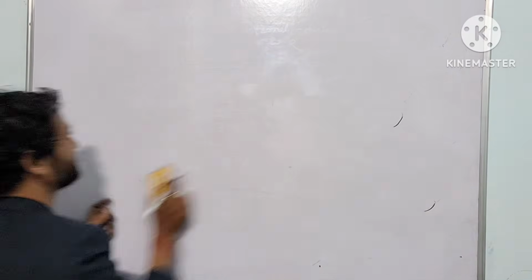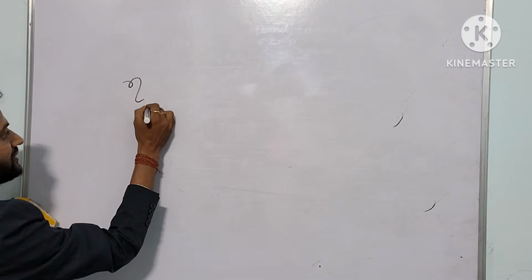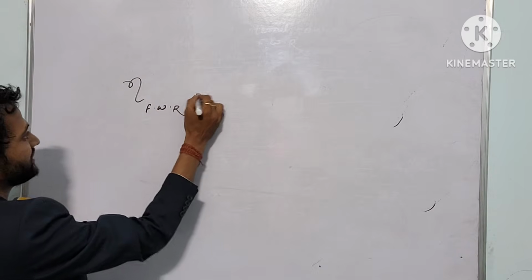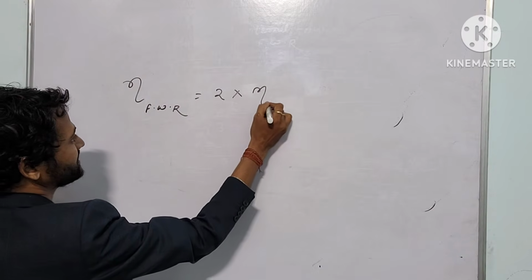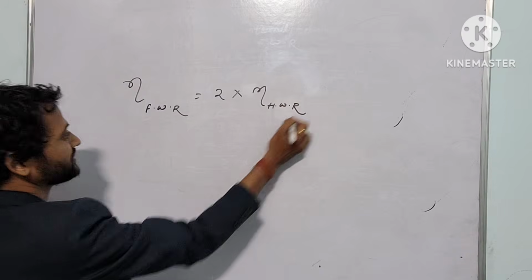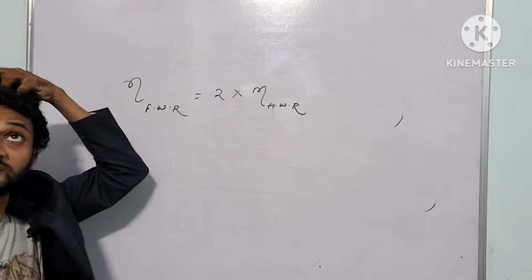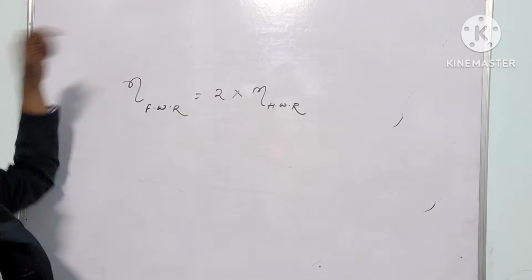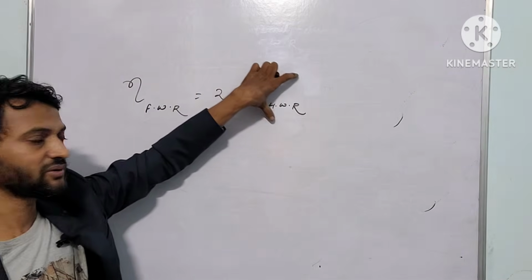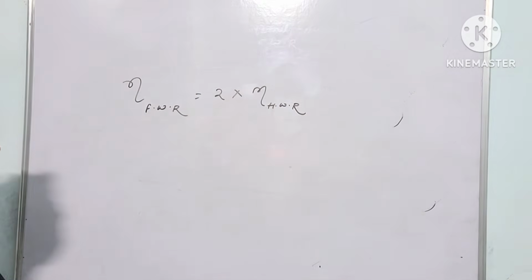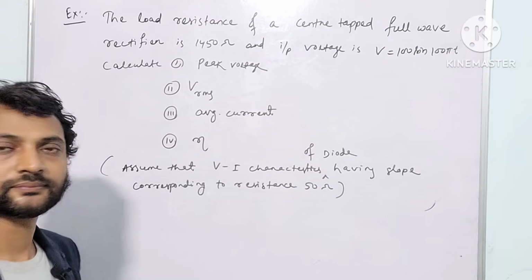So the efficiency, what you conclude from here, the efficiency of full wave rectifier is twice the efficiency of half wave rectifier. Yeah, that's my point: efficiency of full wave rectifier is nothing but 2 into efficiency of half wave rectifier. That is why I said the frequency of pulsating DC of half wave rectifier is f, but here the frequency of pulsating DC is 2f. I think it is clear.